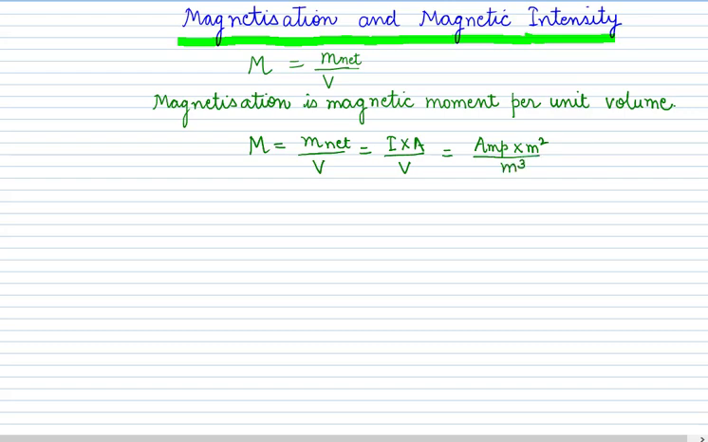So this meter square cancels out here and we are left with 1 meter. So this is ampere per meter or ampere meter inverse. So the unit of magnetization is always ampere meter inverse.